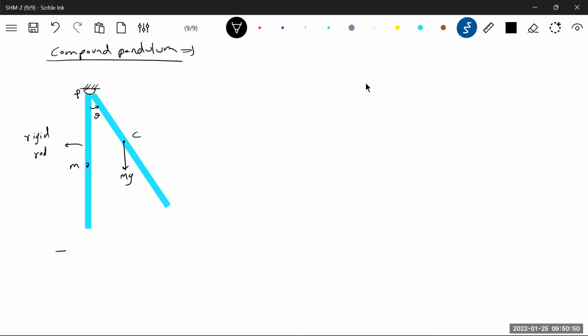Okay, now what is the torque? Torque about point P should be equal to mg L by 2 sine theta. This should be equal to Ip into alpha. Torque will act in this sense, so therefore the minus sign will come in. So mg L by 2 sine theta. What is the moment of inertia of this?